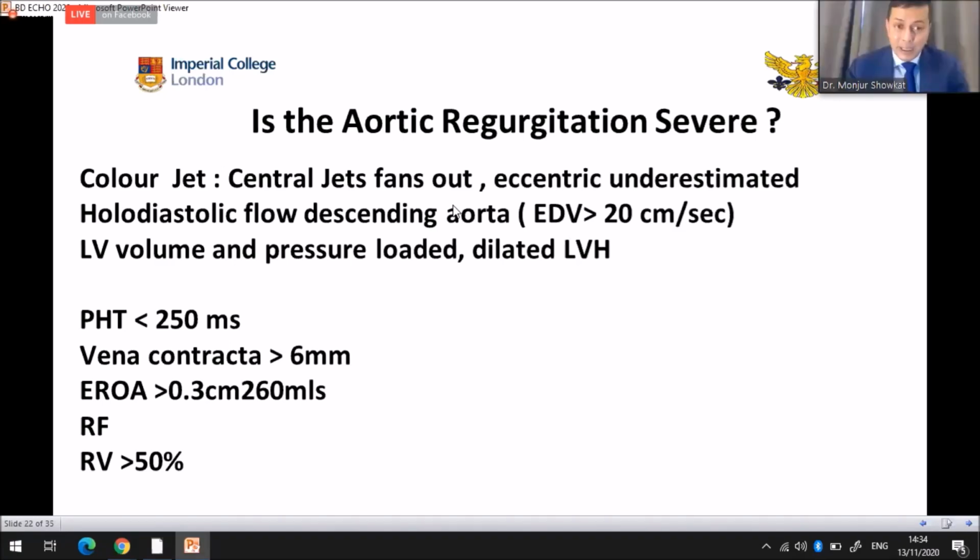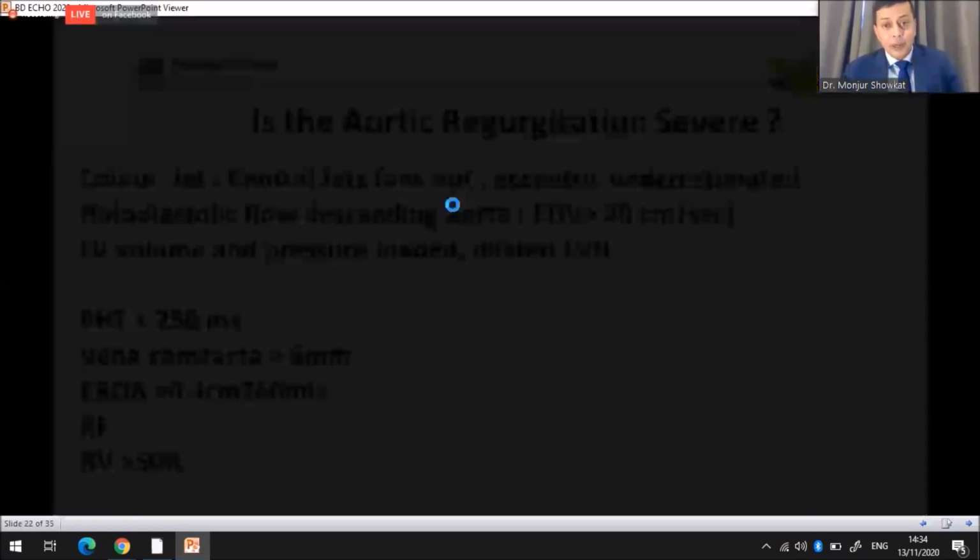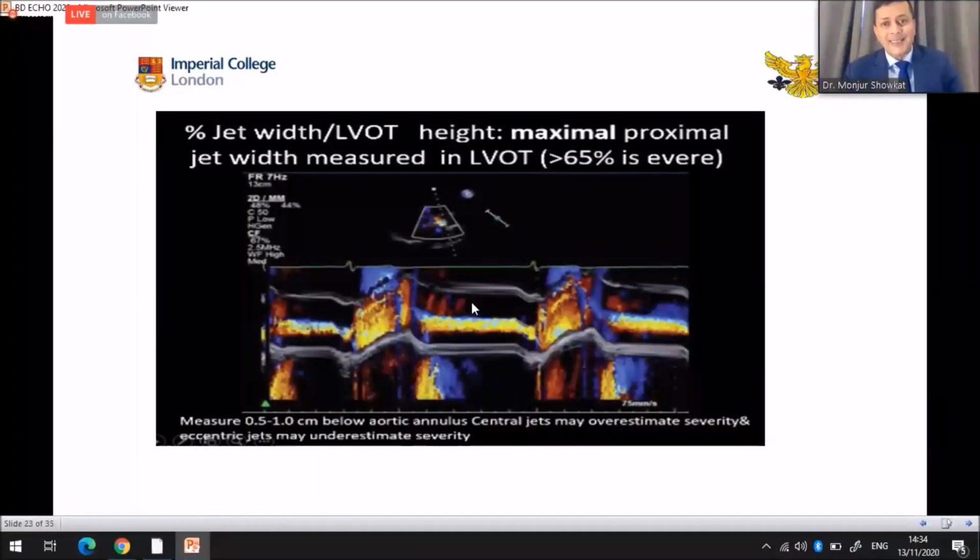Vena contracta, effective regurgitant orifice, regurgitant volume. So this is one of the slides. Lots of people assess in color and M-mode, and what people think is that if it is less than 1/3 of the diameter width, it is mild, and if it is more than 2/3, then it is severe. That's the problem, because you overestimate a central jet and underestimate an eccentric jet.